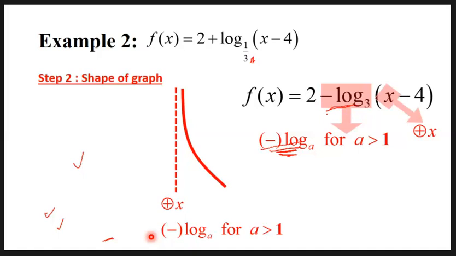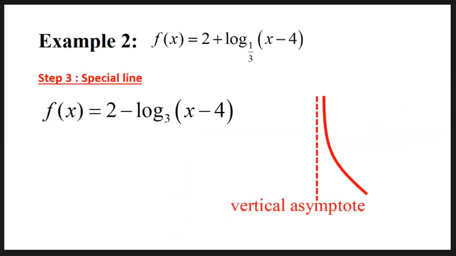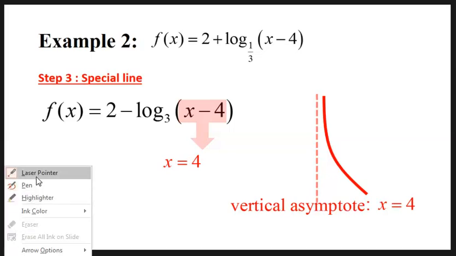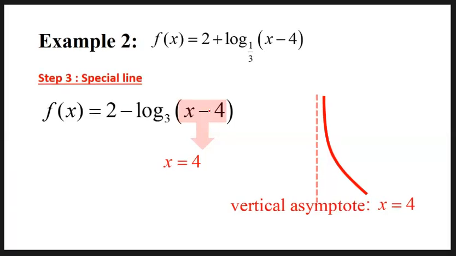Then what we're going to do next is determine the important line in this case, where the important line refers to the vertical asymptote. Step 3, the special line is the vertical asymptote, and the way we get the answer is that we take the bracket term, x minus 4, and make it equal to 0, and we have x equals 4. Therefore this is what we have for the vertical asymptote. And as a result, with all this information from step 1 until step 3, we shall be able to proceed to step 4 to determine the x and y intercept.